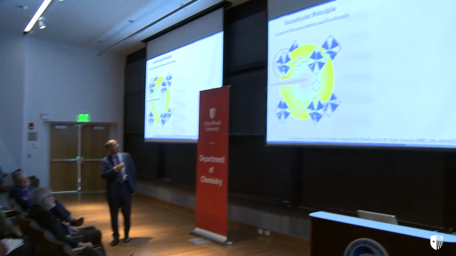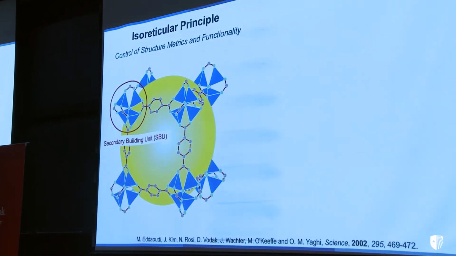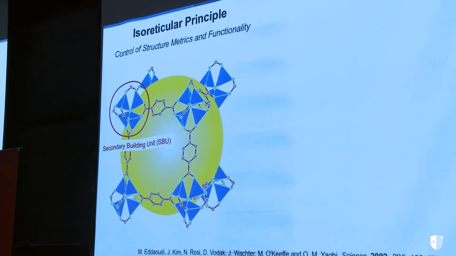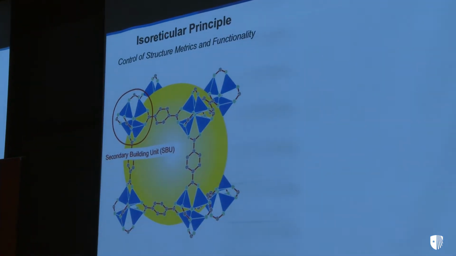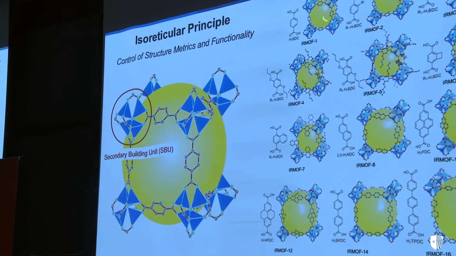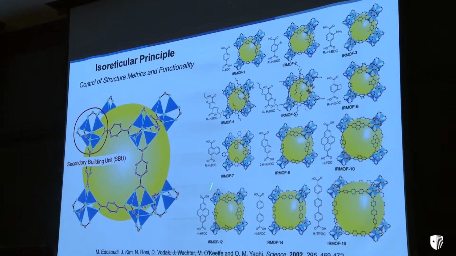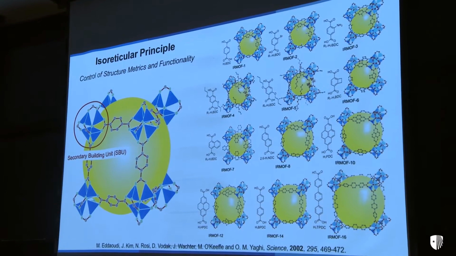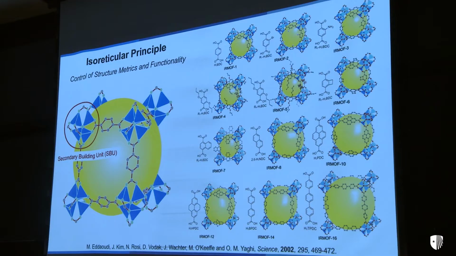So this SBU approach turned out to be extremely powerful because if you know the conditions under which this SBU forms, you can add different organic linkers. You can make them functionalized and incorporate them into the structure, or you can expand them to make larger pores. This was quite powerful. No one has managed to do anything like this in solid state compounds. And so we knew that we were onto something.